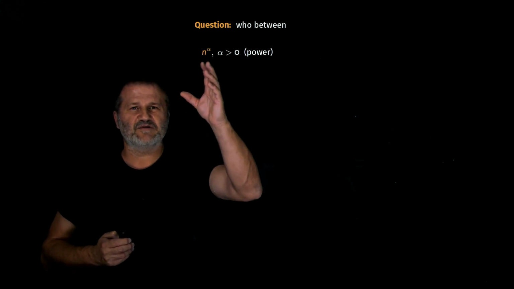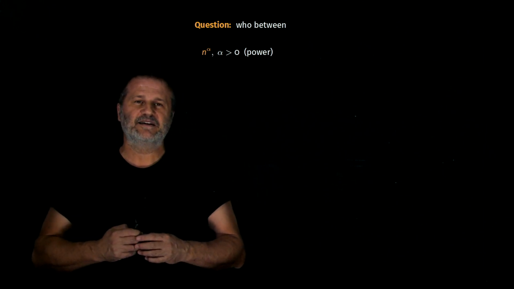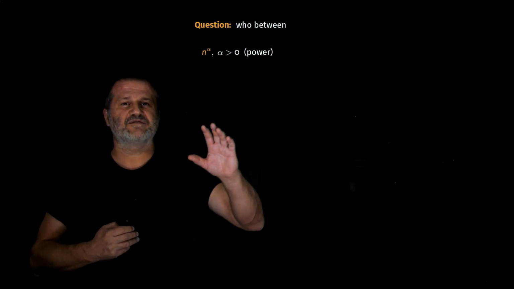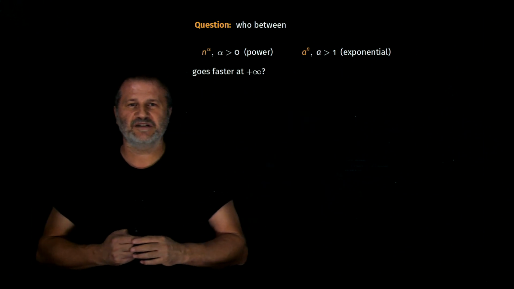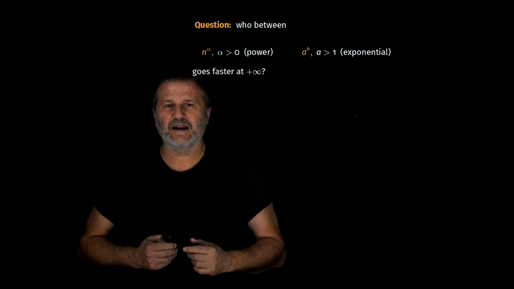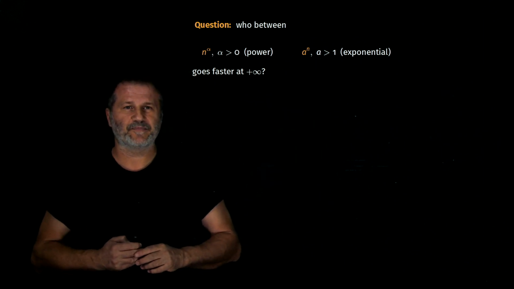Now, in this video, we will focus on a particular comparison between two standard quantities. On one side, we will consider a power n to the exponent alpha, where the exponent is chosen positive because we want n to the alpha to go to plus infinity. And on the other side, we have an exponential, a to the power n, with a strictly greater than 1, again because we want this quantity to go to plus infinity.